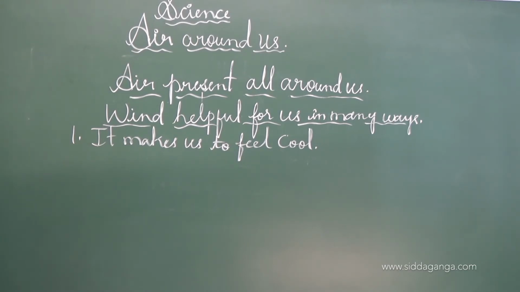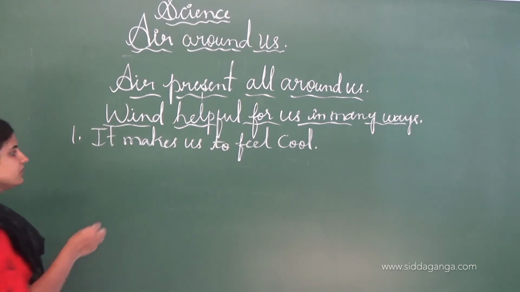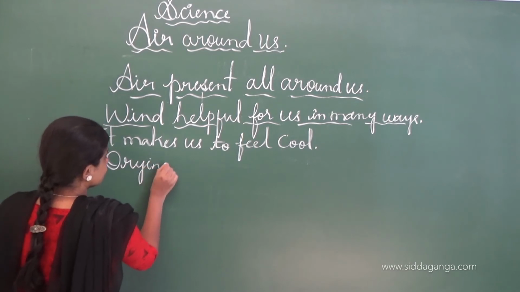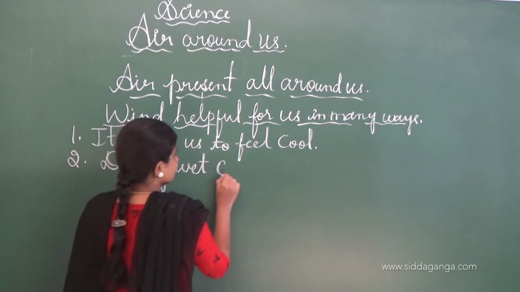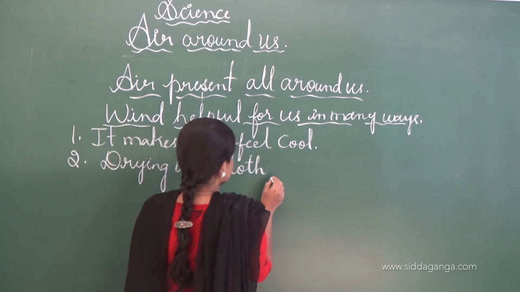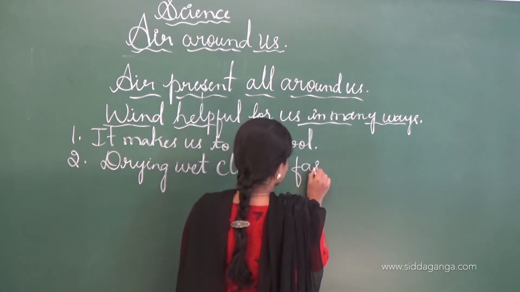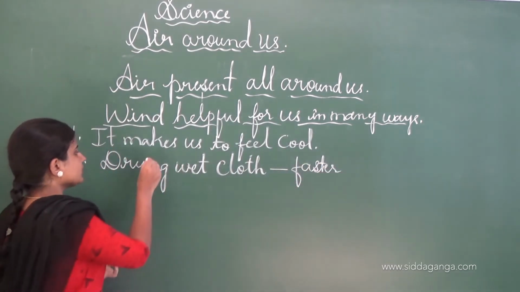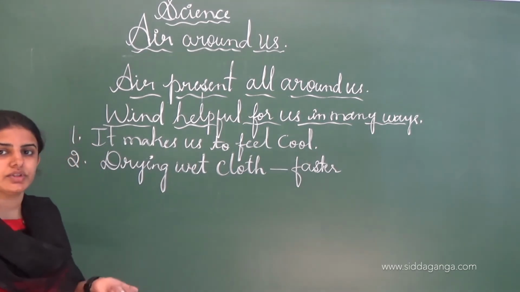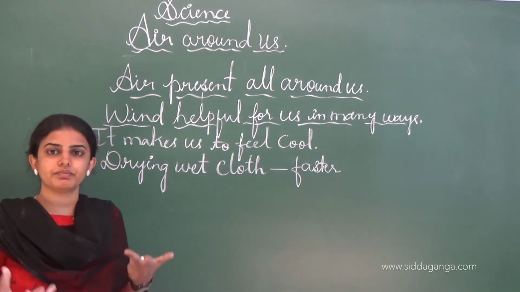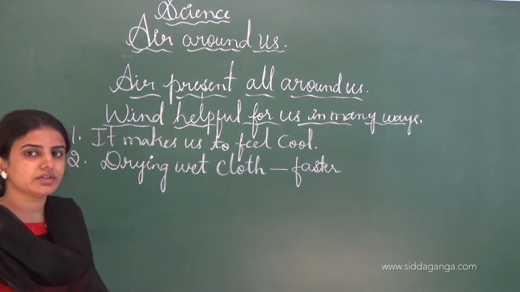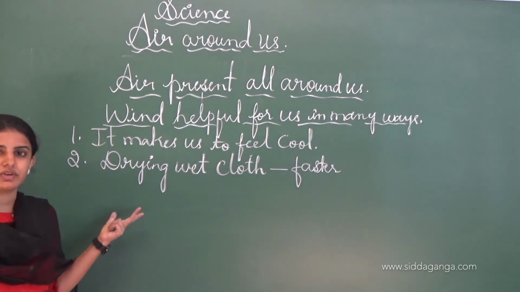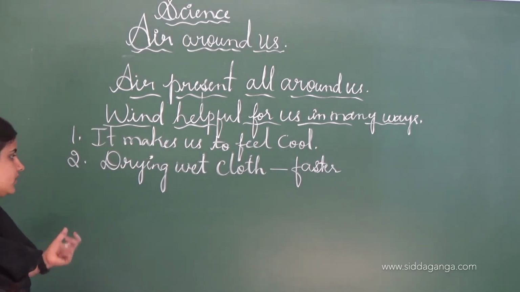And another one is that it helps in drying wet clothes faster. See, wind is helpful for drying the clothes at a faster rate, so at home, mother hangs the clothes on the clothesline, and the moving air helps in drying the clothes.